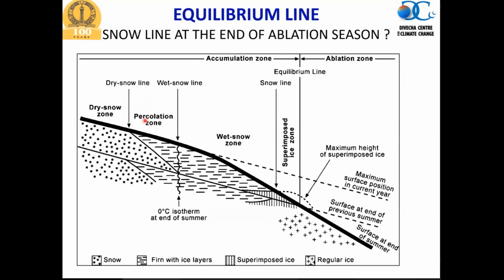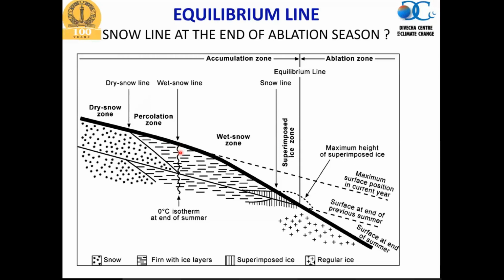Then below that there is a percolation zone. What it means is that some melting takes place on the surface, but the water that passes through the snowpack refreezes again. Since refreezing is an exothermic process, it increases the temperature of the snowpack. So the entire melted water is consumed by the snowpack to increase its temperature. Therefore, this is called a percolation zone.